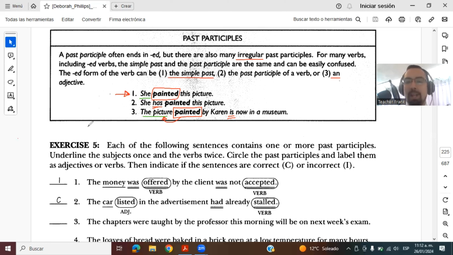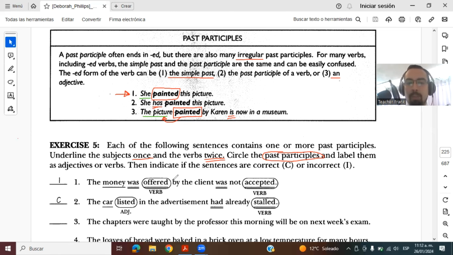That's an adjective. Okay, so we're going to do exercise 5. Exercise 5 tells us: each of the following sentences contains one or more past participles. Underline, like always, the subjects once and the verbs twice. Circle the past participles and label them as either adjectives or verbs. Then indicate if the sentence is correct or incorrect. So let's look at number 1.